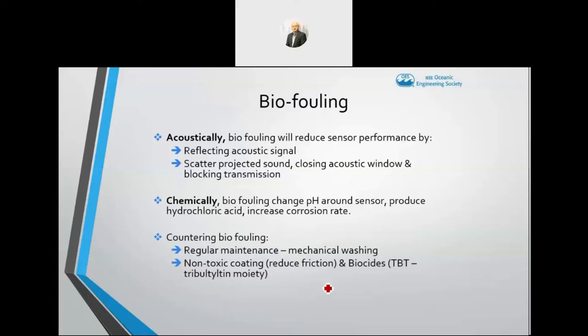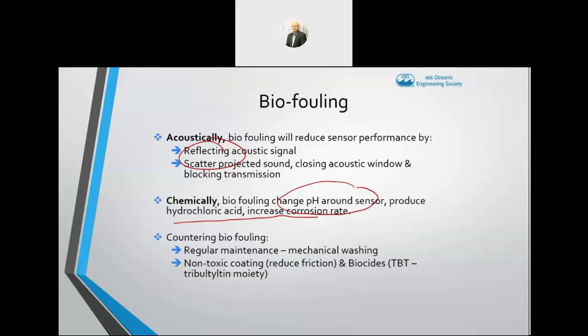So acoustically, biofouling will reduce the sensor performance by reflecting back the acoustic signals that should be transmitted, and scattering the projected sound, closing the acoustic window, as well as blocking transmission during receiving mode. Chemically, biofouling can also change the pH around sensors and produce hydrochloric acid to increase the corrosion rate. So if you find biofouling on the surface of your sensor, you might need to consider removing it as soon as possible, because the surface of your sensor will be corroded a lot faster when there is biofouling present.